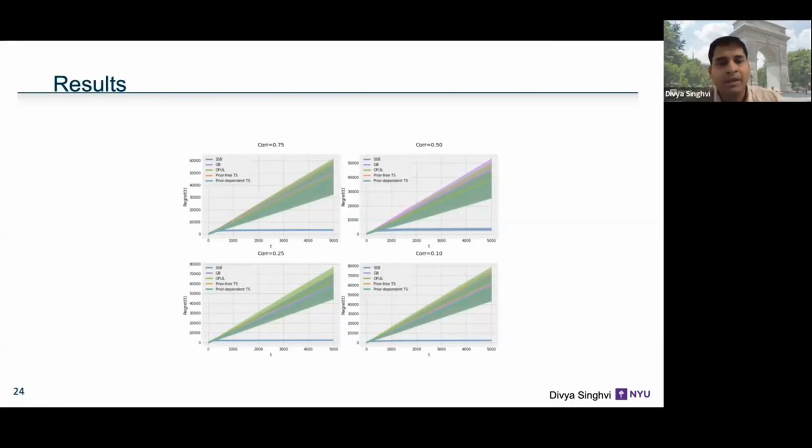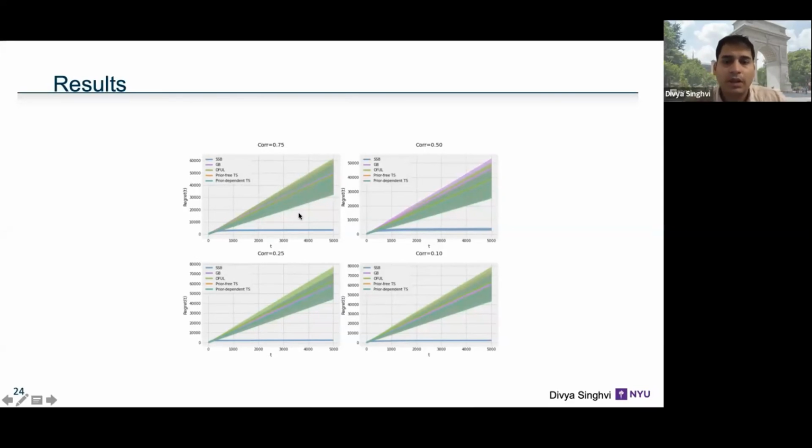On the x-axis in each figure is time. So you can think of the number of platform donor interactions. And on the y-axis is regret. Ideally, we want regret to be low, so lower is better. In blue color is the sample selection bandit algorithm. That is the algorithm that we propose. And then the other colors are all the other algorithms.